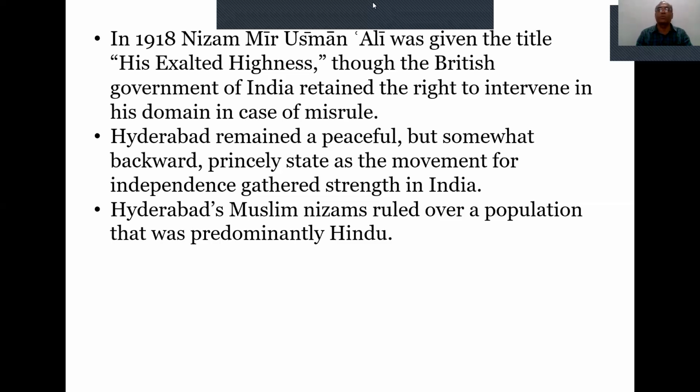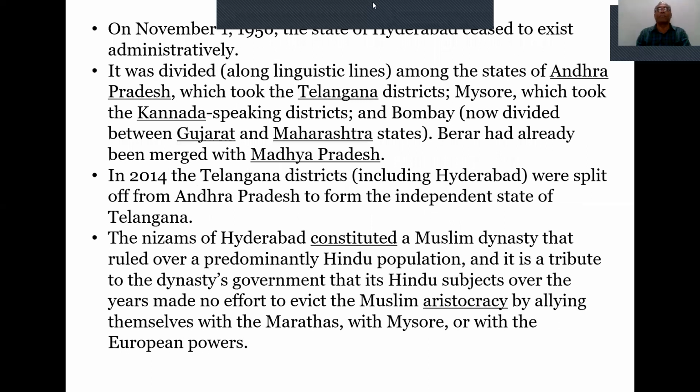So Hyderabad Muslims ruled over a population that was predominantly Hindu. On November 1st, 1956, the state of Hyderabad ceased to exist administratively. It was divided on linguistic lines among the states of Andhra Pradesh, which took the Telangana districts, Mysore, which took the Kannada speaking districts, and Bombay, now divided between Gujarat and Maharashtra states. Berar had already been merged with Madhya Pradesh. This is contemporary history. I'm just mentioning it for you to understand.